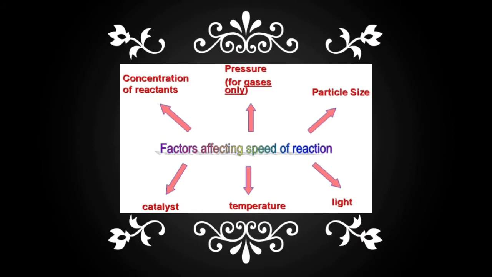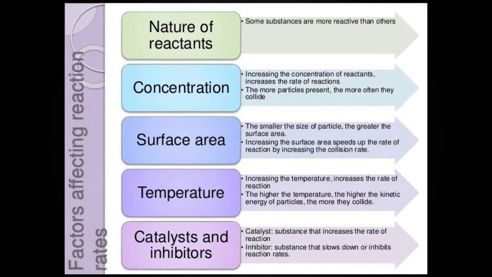Today we are going to discuss the factors that affect the rate of chemical reaction. See students, the factors that affect the rate of chemical reaction are as follows. First one, nature of reactant. Second one, size of the particle of reactant. Third, concentration of the reactant. And the fourth, temperature of reaction. And the last is catalyst.